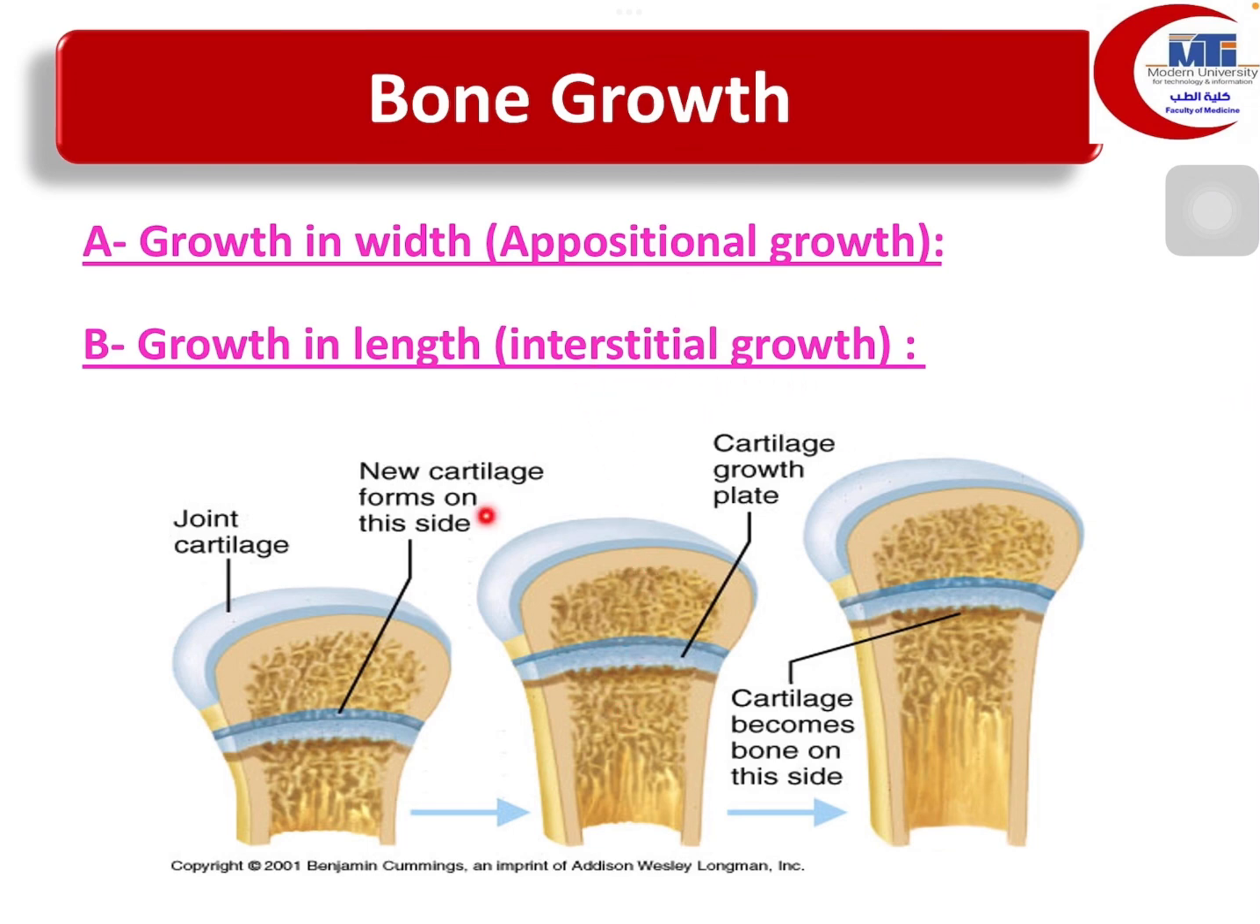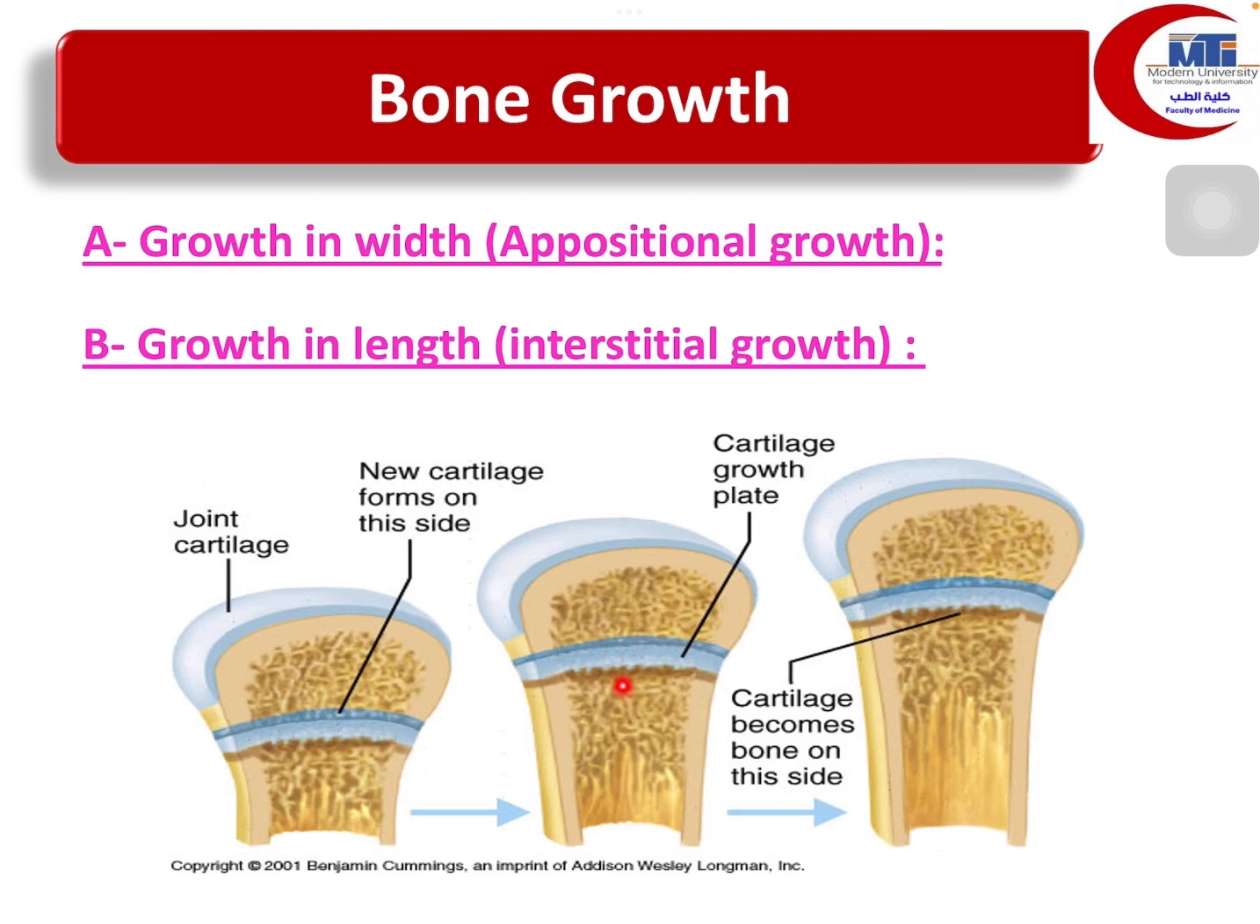The appositional growth, which is the growth in diameter or width, we mentioned in the previous lectures. It starts by addition of new bone lamellae from the periosteum: the osteogenic cells lying in the periosteum layer covering the bone start to secrete new bone lamellae, thus forming new layers of calcified bone tissue, and subsequently the bone grows in width. But what we are going to discuss now is how the bone grows in length.